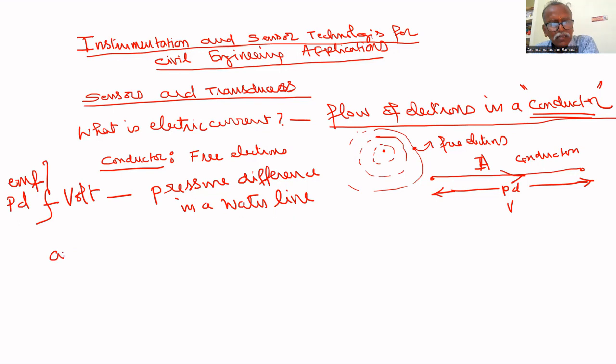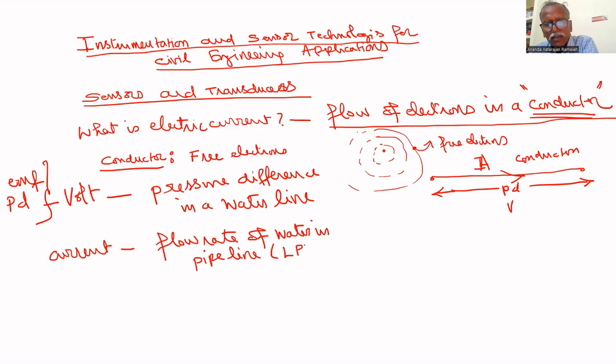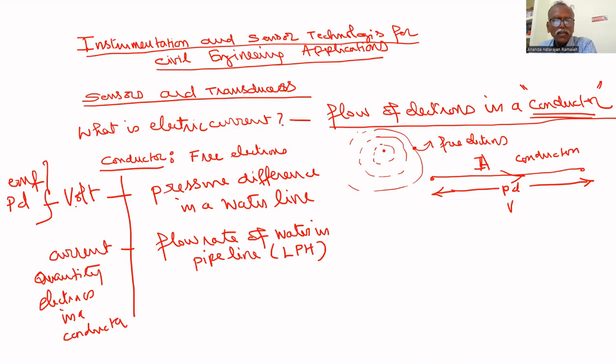Then what is current? Current is identical to flow rate of water in a pipeline. That is measured in so many liters or gallons per hour. In electrical terms, current is the flow of electrons, the quantity of electrons in a conductor. So voltage is identical to pressure difference, and current is identical to flow rate of water in a pipeline.